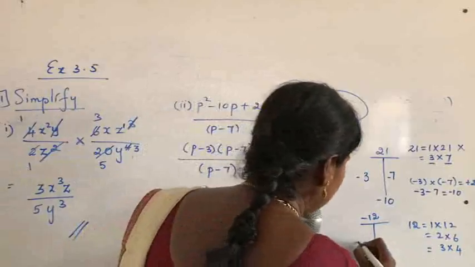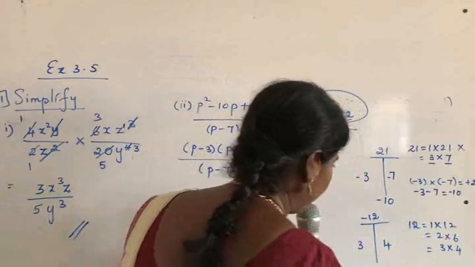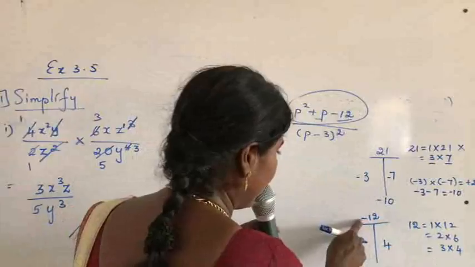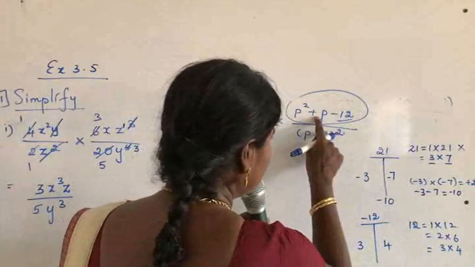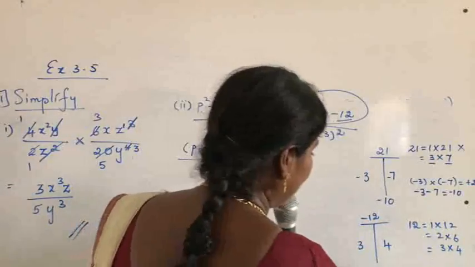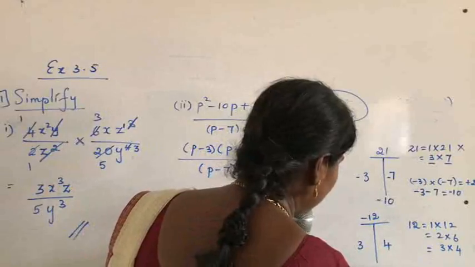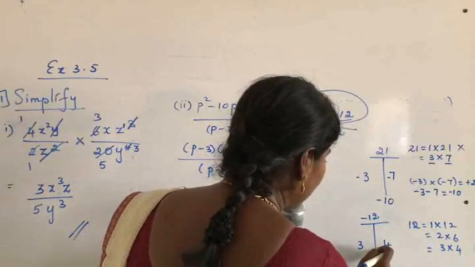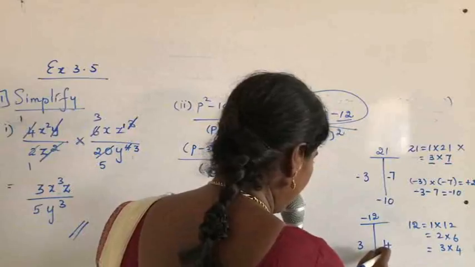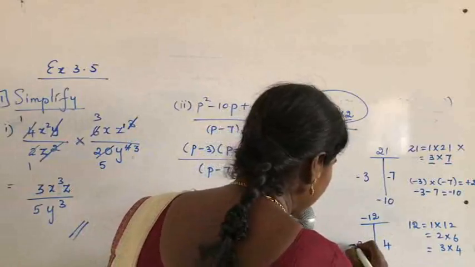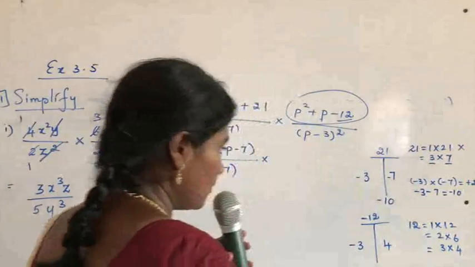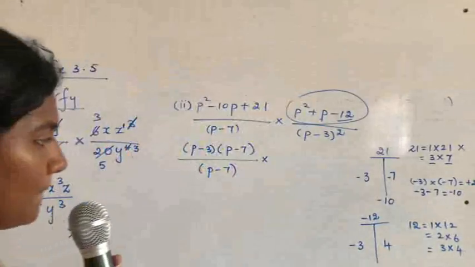So first let us take the numbers 3 and 4. Now we have the number here, minus 12. And what is the coefficient of the middle term? Plus 1. Plus 1 means the bigger number should be of positive sign. So I'll put the negative sign over here, that is for the smallest number. So I get minus 3 and 4.